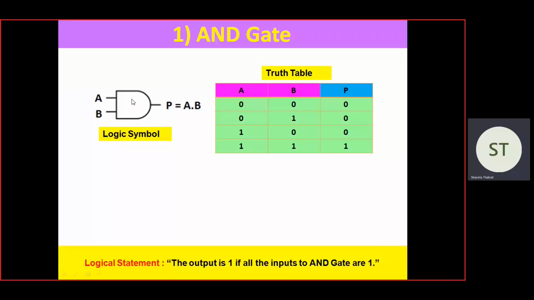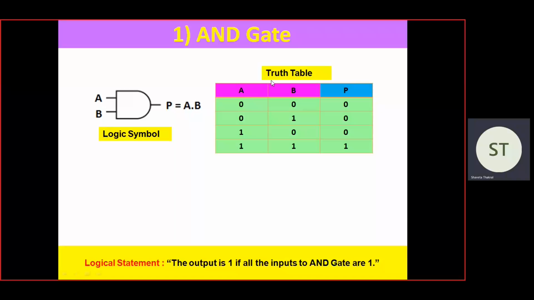This is the logical symbol. And here is the Boolean expression of the AND gate. The Boolean expression tells the relation between the output variable and the input variables. So what is the relation between output and input? P is equal to A dot B. So for the AND gate, we specify the Boolean expression as P is equal to A dot B.